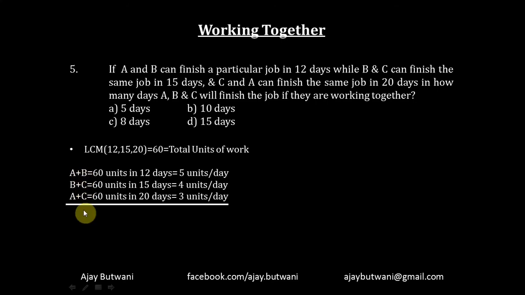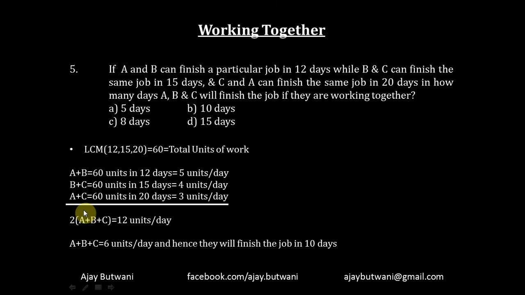That is, twice A plus B plus C is equal to 12 units per day. So if I'm just supposed to find A plus B plus C, it is going to be 6 units per day. With the help of 6 units per day speed, in how many days will they finish 60 units? The answer is 10 days.